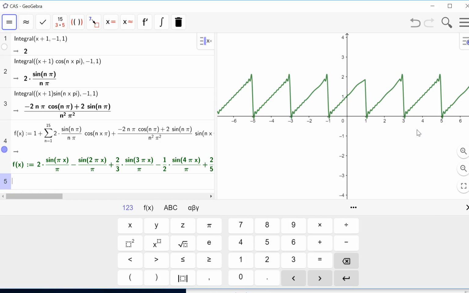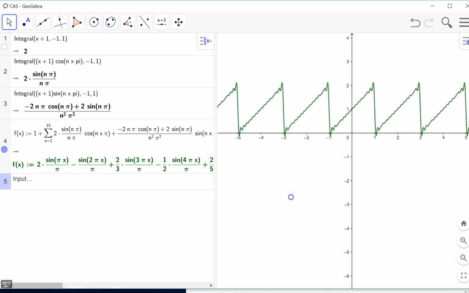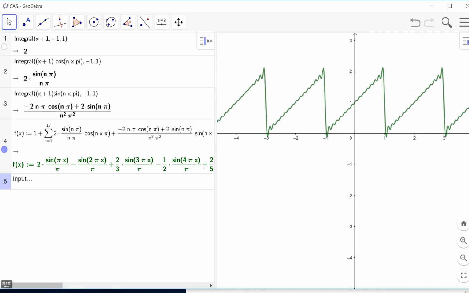So here's a graph of the Fourier series. It should look repetitive. So if I zoom in maybe a little bit here, you actually do see repeating pieces there, even though it looked a little goofy at the beginning.